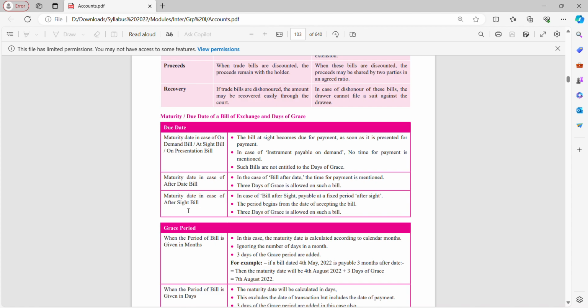Maturity date in case of after sight bill. So we went for at sight, after date, after sight bill. In case of bill after sight, payable at a fixed period after sight, the period begins from the date of accepting the bill. 3 days of grace is allowed on such a bill. I'll take a pause, a quick read, then we'll take grace period.